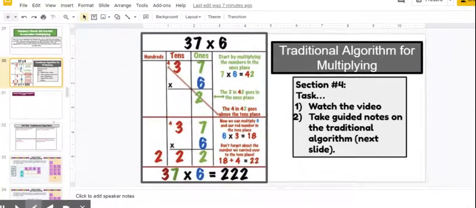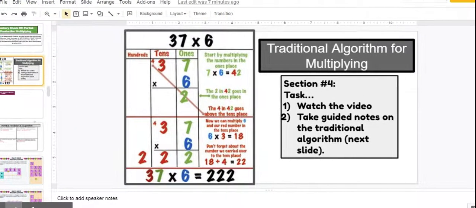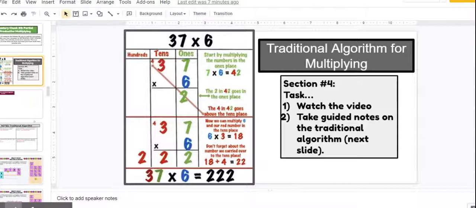Hey team, here we are doing some action with the traditional algorithm for multiplying. It's a process that will work every time, no matter how many digits are in the numbers that you're multiplying together. Here we have a two-digit number multiplied by a one-digit number. Every time you start, you're always going to stack your numbers.